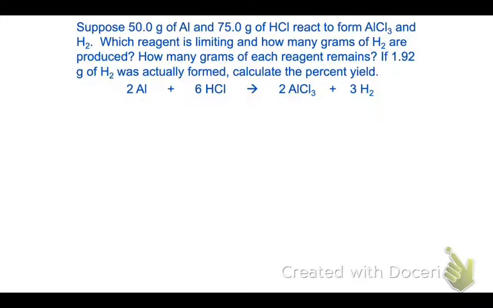So here is a big example. Let's read this example together. Suppose 50 grams of aluminum and 75 grams of hydrogen chloride react to form aluminum chloride and hydrogen gas. Which reagent is limiting, and how many grams of hydrogen gas are produced? How many grams of each reagent remain? And if 1.92 grams of hydrogen was actually formed, calculate the percentage yield.